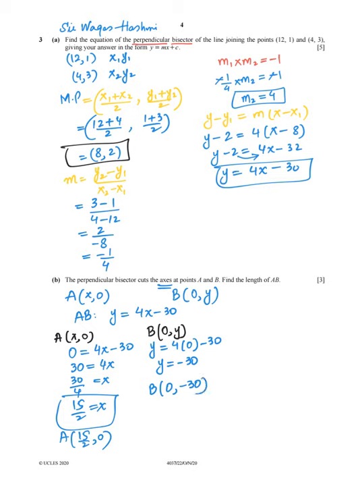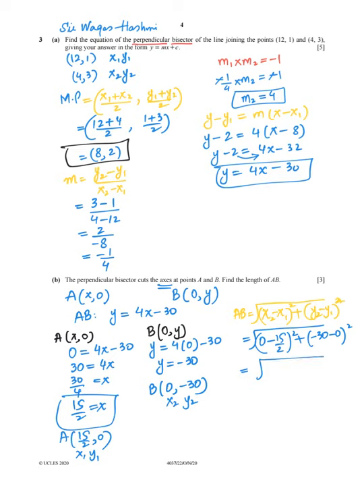To find the length, we have the working formula: the distance of AB equals the square root of (x2 minus x1) whole square plus (y2 minus y1) whole square. Now I will place the values here. I'm picking A as (x1, y1) and B as (x2, y2), alright. So x2 is 0 minus x1 which is 15 divided by 2, whole square, plus y2 which is minus 30 minus y1 which is 0, whole square. So 0 minus 15 upon 2 is minus 15 upon 2 whole square, plus (minus 30 minus 0), minus 30 whole square.